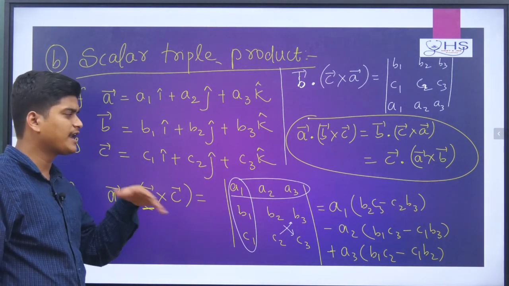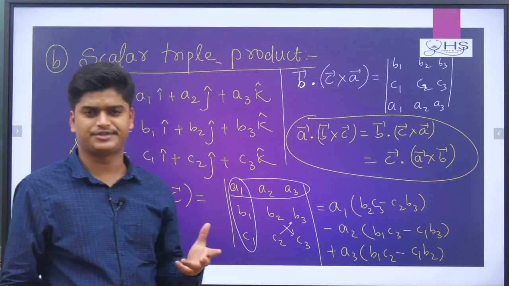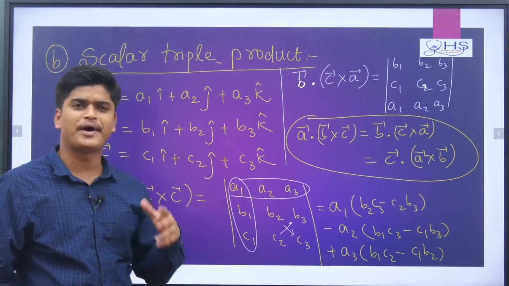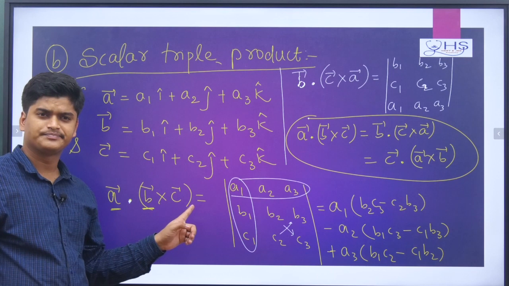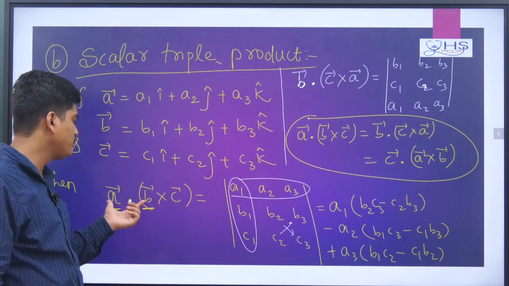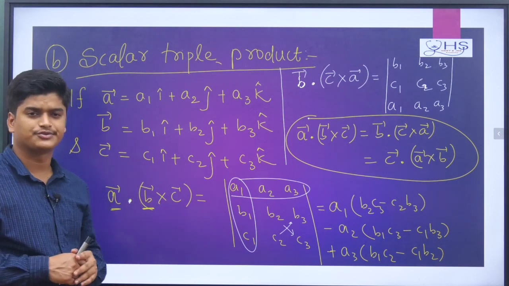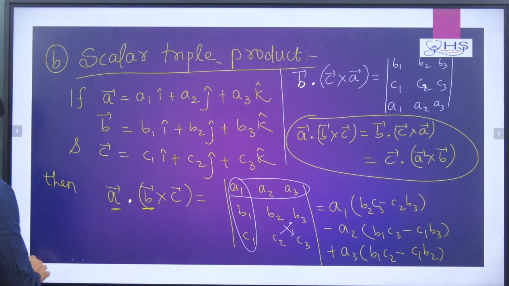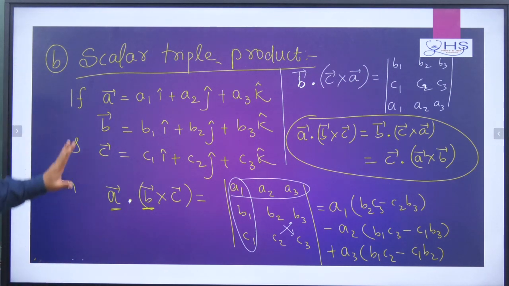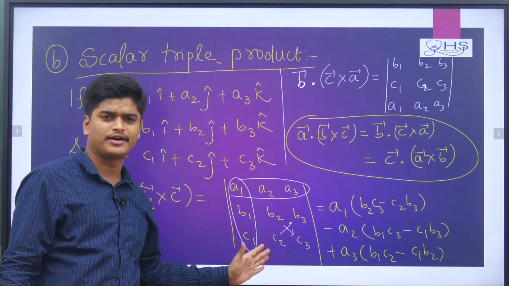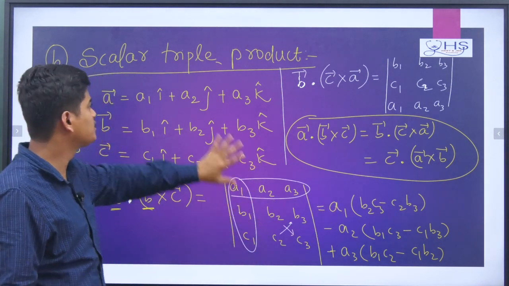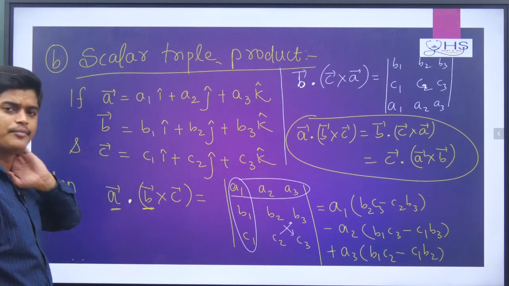Three vectors are given and they are asking for the volume of a parallelepiped. So the volume of a parallelepiped is how much? If three sides are A, B, C, then the volume of the parallelepiped will be the magnitude or modulus of A dot B cross C. I hope you understand, if A, B, C are given like this, then A dot B cross C is nothing but a determinant form, and the result is a scalar, that is what a scalar triple product is.